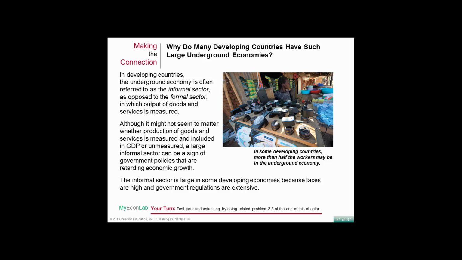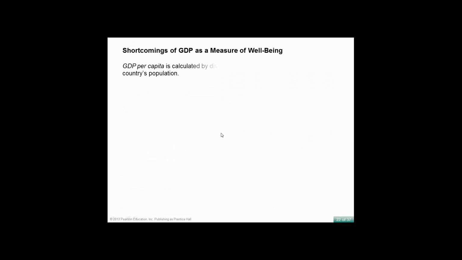Although it might not seem to matter whether the goods and services are measured in GDP or unmeasured, a large informal sector can be a sign of government policies that are retarding economic growth. So if you have a significantly high tax rate, and we see this as we increase the tax rate, people go underground, people avoid taxation. The informal sector is large in some developing countries because taxation is high and government regulations are extensive. Some could say that about the United States.